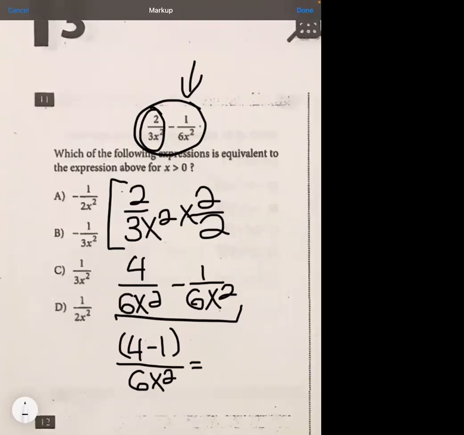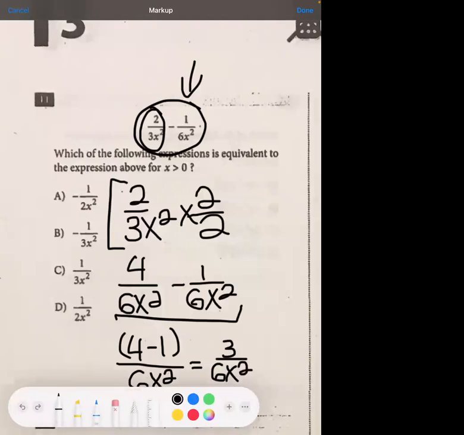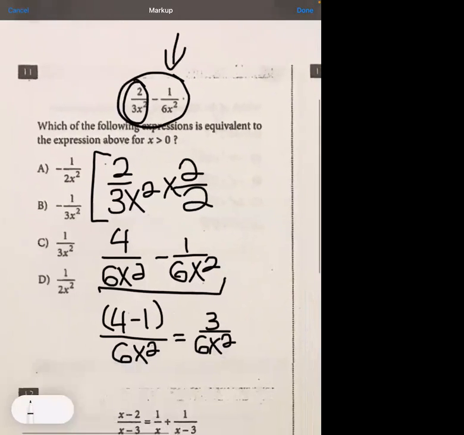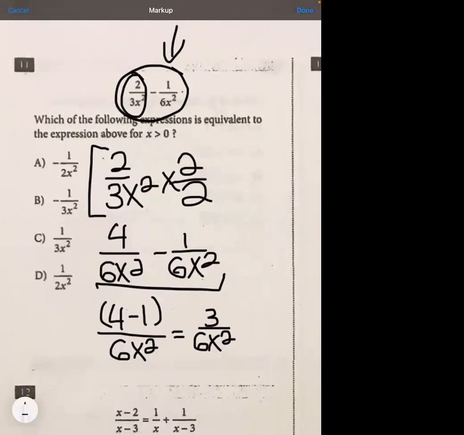And then from here, we simplify. As we could see, the answer choices do not have this answer, so we could divide the top and bottom to simplify it. And we should get 1 over 2x squared, which is the answer choice D.